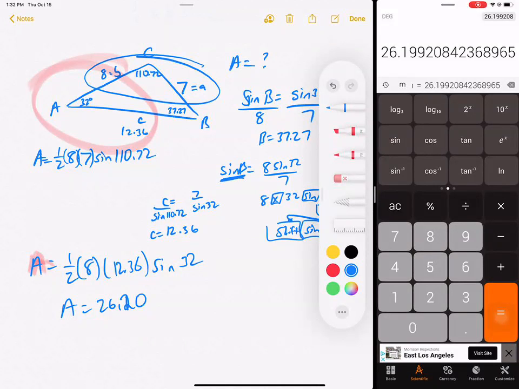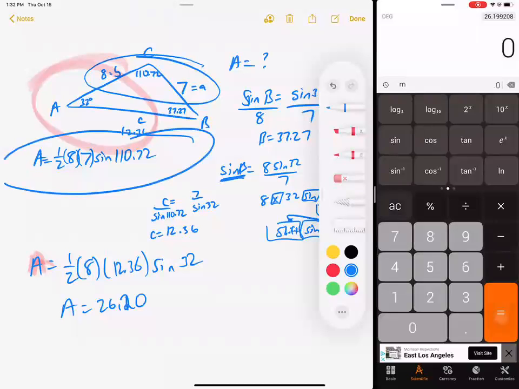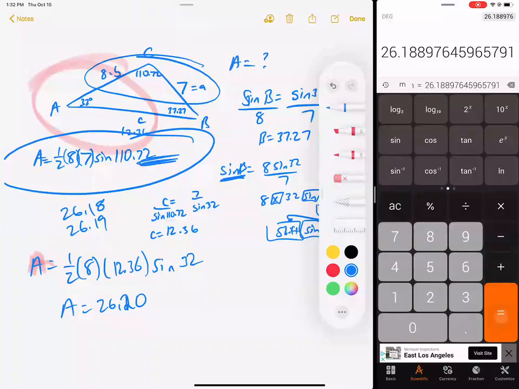So I'm going to type this onto this calculator. How do you type this on your calculator? A couple different ways. I'm going to type 8 times 7 equals, divide by 2 because of the 1/2. We're at 28. And then we're going to times 110.72, sine equals. And I'm getting 26.18, rounding to 26.19. Okay, you probably have more decimals than me, so your answer is probably more accurate than mine. Okay, pretty good, I think.